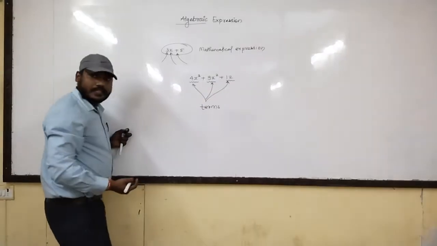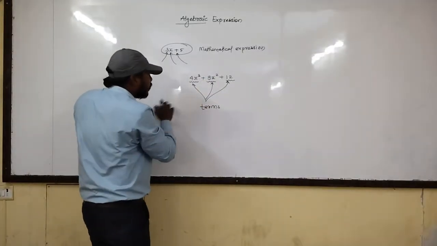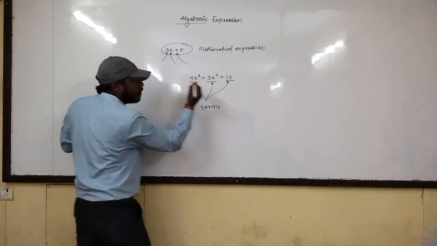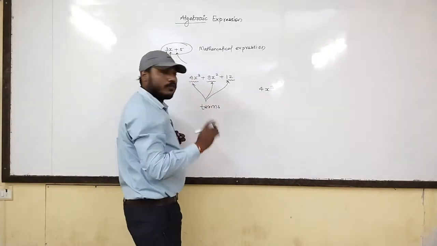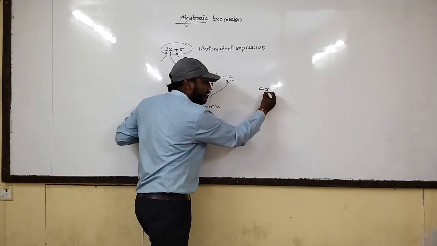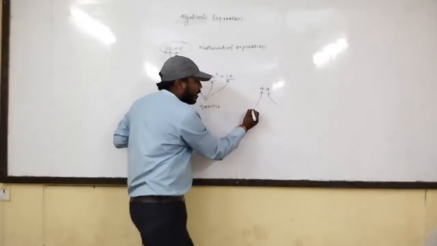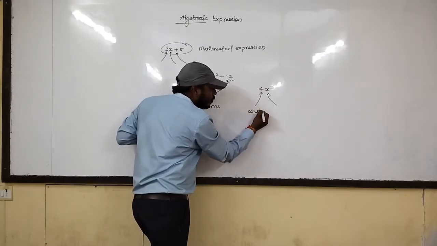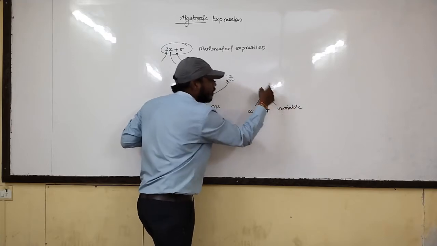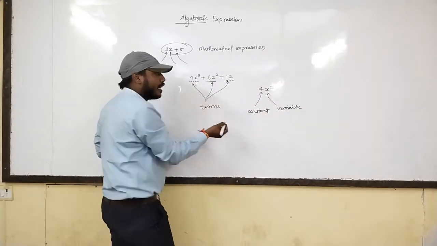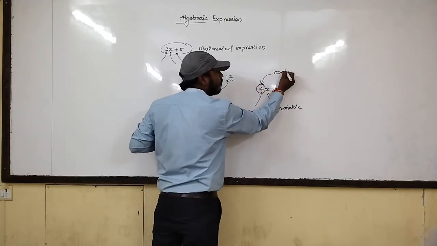So how many terms do we have here? 3 terms, right? Now let's talk about an individual term, say 4x raised to 3. Here x raised to 3 is the variable. The number present with that variable is known as the constant. And the number written before the variable, this 4, is what we call the coefficient.